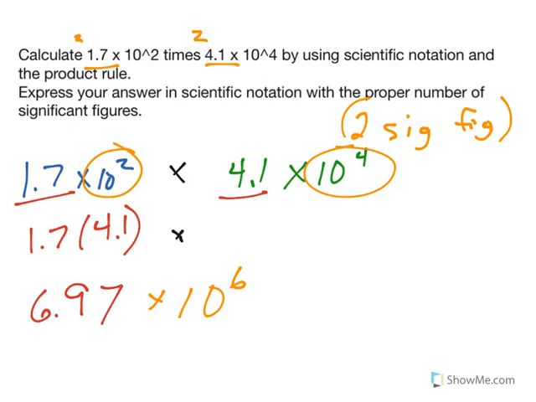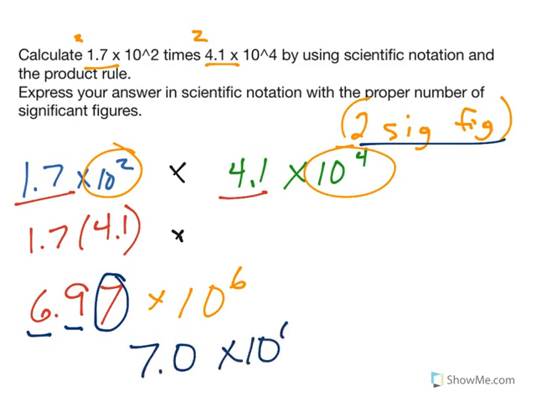Now you might say, wow, this is great. 6.97 is between 1 and 10, so my answer is in scientific notation. And it is. However, remember that we need 2 significant figures. So 1, 2, that's all we need, 2. So we look one place past, 7 rounds up. So my final answer is 7.0 times 10 to the sixth.